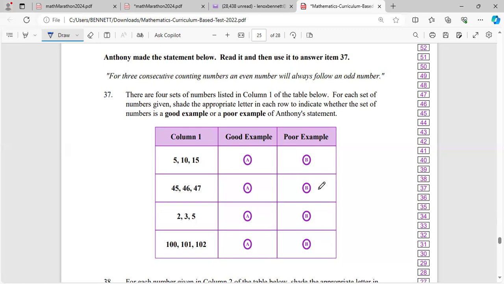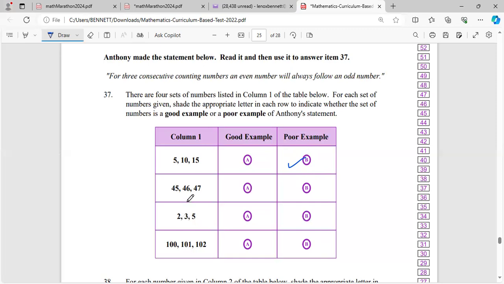So, column 1, the first one, 5, 10, 15. Good example or poor example, sir? I would say it's a poor example, sir, because counting numbers are like 1, 2, 3, 4, 5, all the way up to where the numbers end. Which couldn't be that, it doesn't end, sir, all the way to infinity.